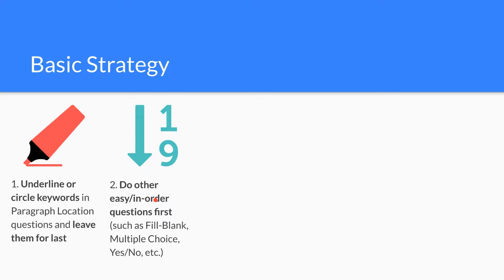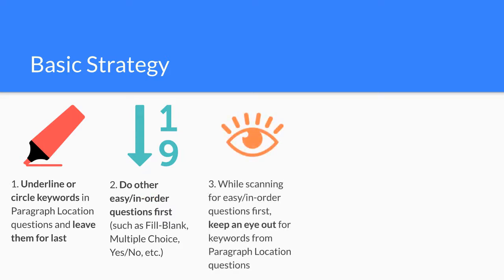So when you are looking for the keywords to these easy questions in the reading passage, you have to keep an eye out for the keywords from the paragraph location questions. So remember how we marked the keywords in step number 1 in the paragraph location questions? Well, you have to have those keywords in the back of your mind so that when you are scanning for the keywords to these easy questions, you'll have the opportunity to also take note of the keywords from the paragraph location questions. And if those keywords jump out at you while you are searching for the keywords to these easy questions, then go ahead and mark them.